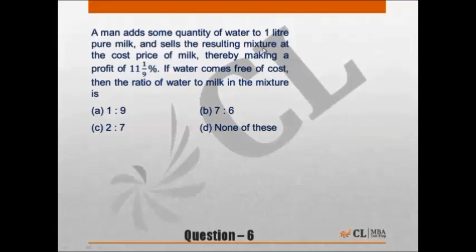Question 6. A man adds some quantity of water to 1 liter of pure milk and sells the resulting mixture at the cost price of milk, thereby making a profit of 11.1 by 9%. If water comes free of cost, then find the ratio of water to milk in the mixture. Now the first thing is that this should be a round 1 question for most of you, because it's a simple question of mixtures, and I'm sure most of us have solved this kind of question earlier.